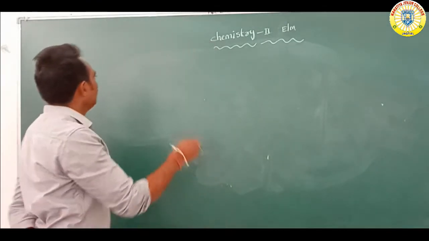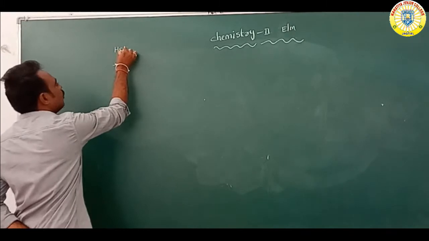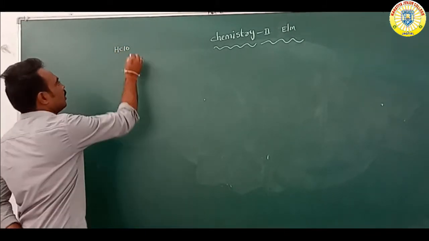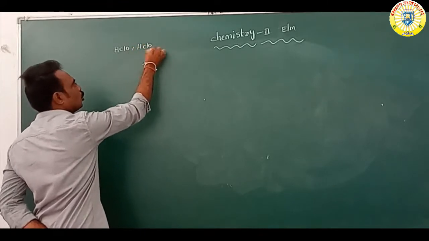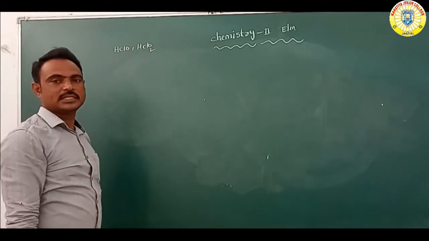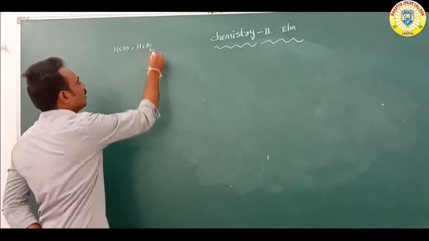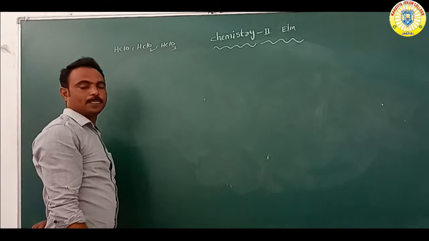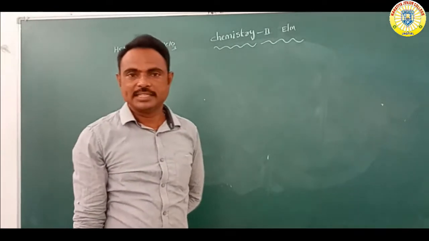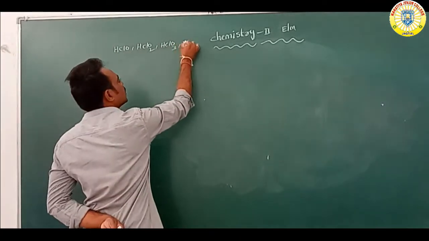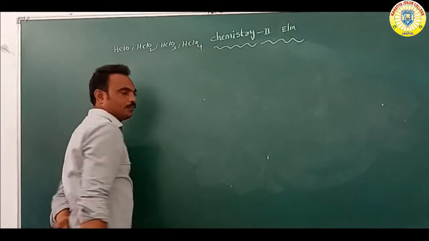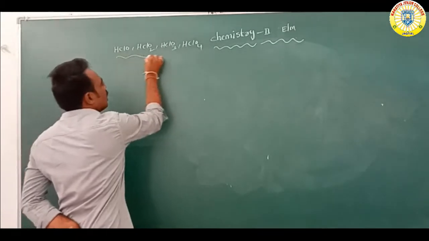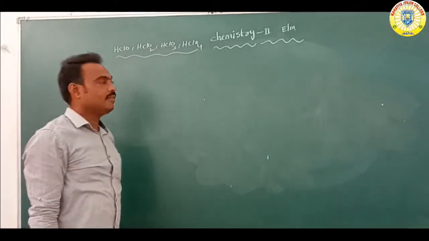So overall, HClO is hypochlorous acid, HClO2 chlorous acid, HClO3 chloric acid. Next, HClO4, perchloric acid.